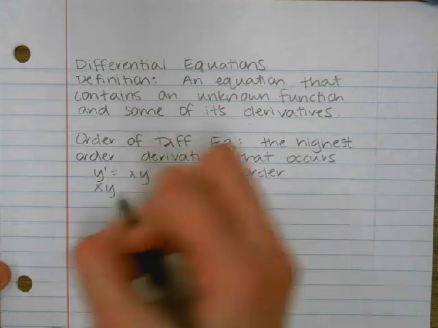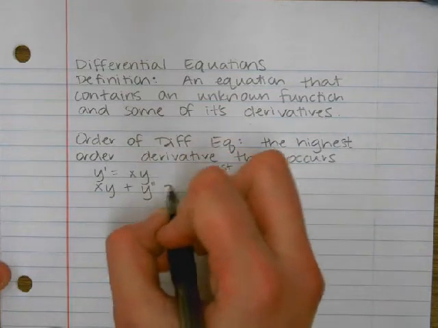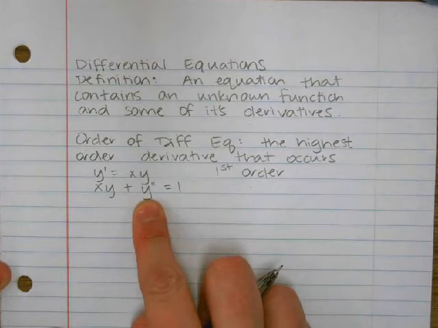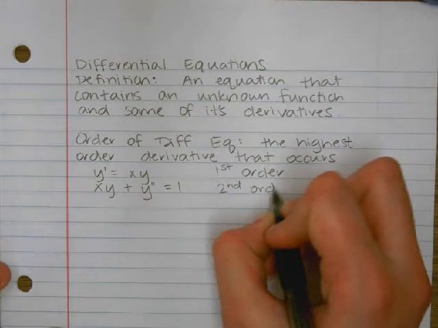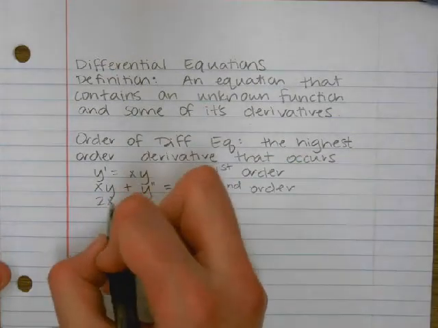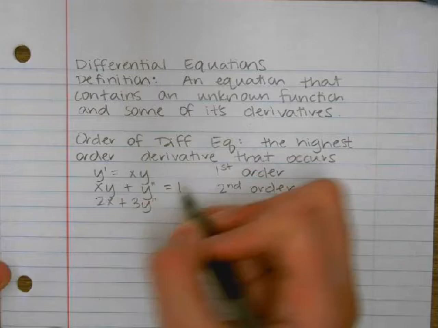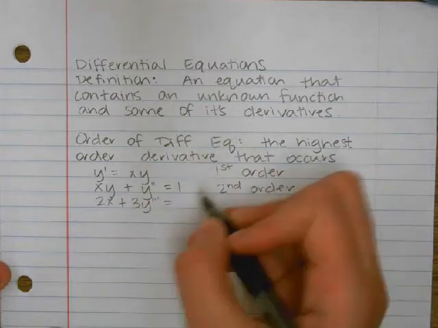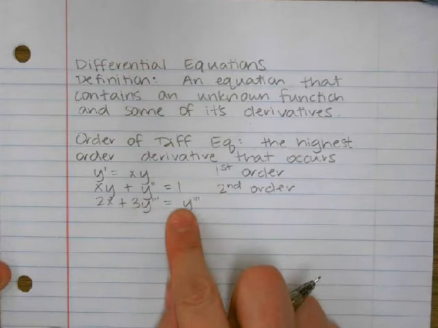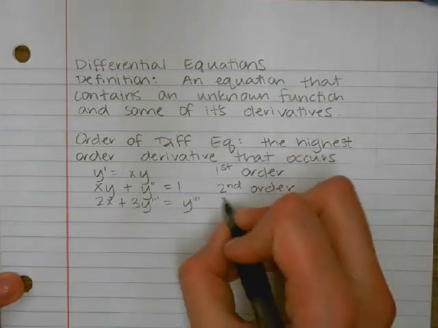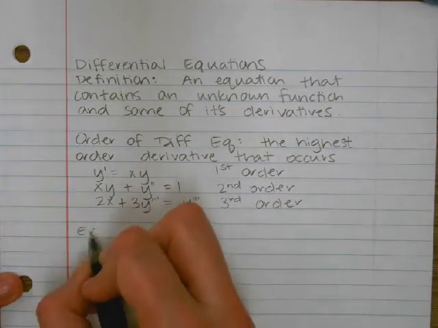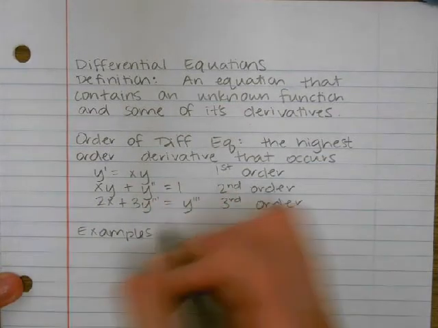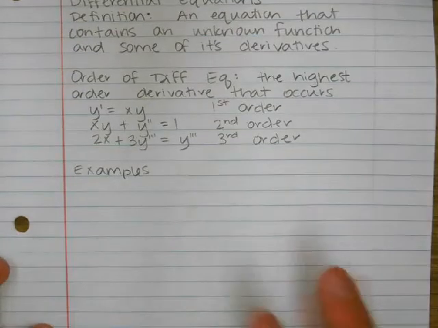If you had xy plus y double prime equals 1, you have a second derivative in this differential equation, and so that would be a second order differential equation. If you had 2x plus 3y triple prime equals y triple prime, you would say that this is a third order differential equation because it has a third derivative in it, and so on. So we'll do a few examples in the video of how to work with these, and then I'll leave a few examples for class as well.